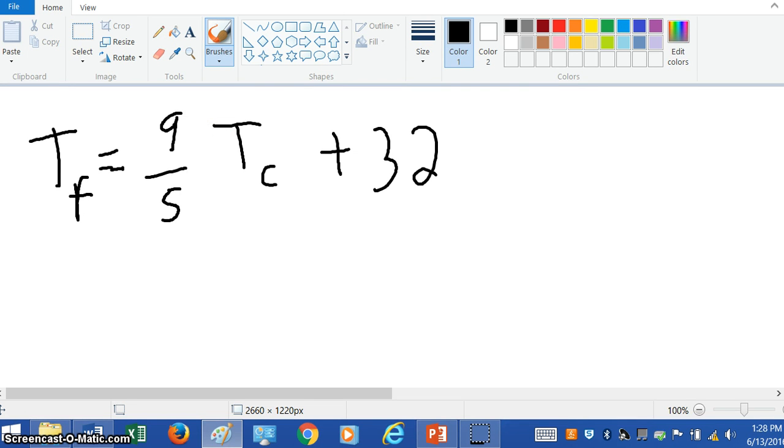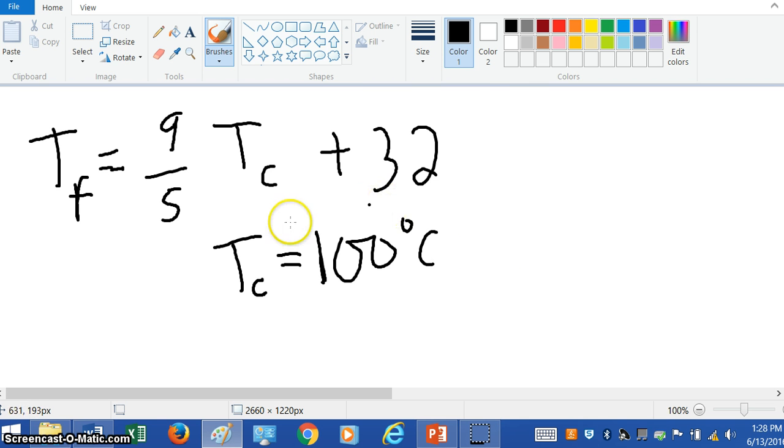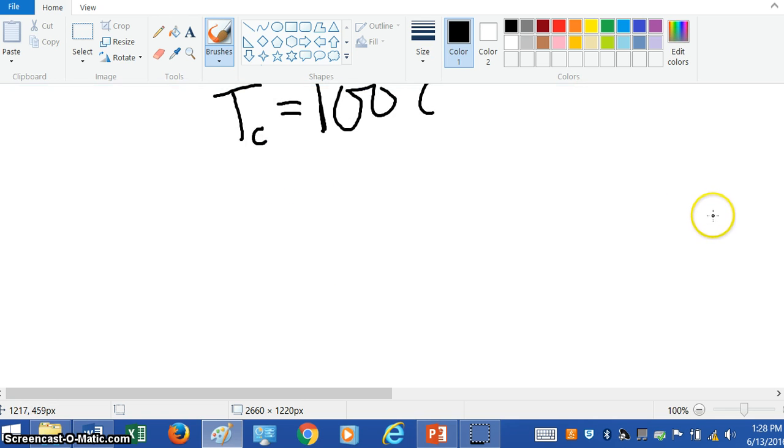So we'll start with this example. I think this makes life pretty simple. Let's say that the Celsius temperature is 100 degrees Celsius, and we want to calculate the Fahrenheit temperature. And so the way that we do that, of course, is just to plug 100 in right here, and we're going to do that right now.